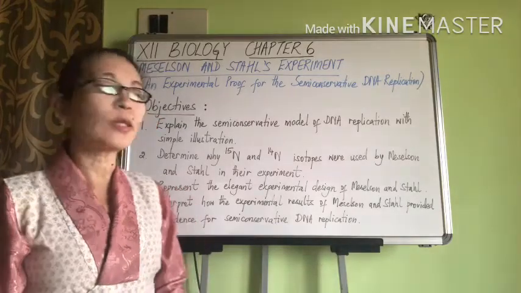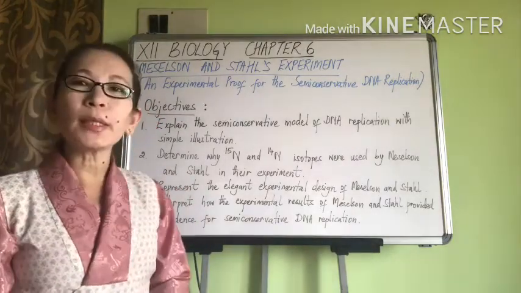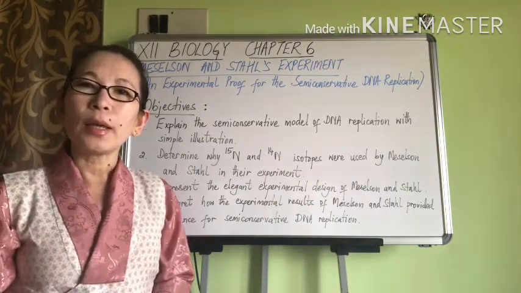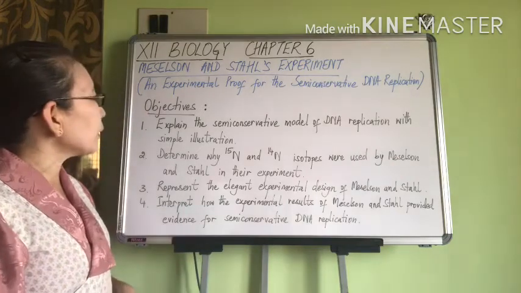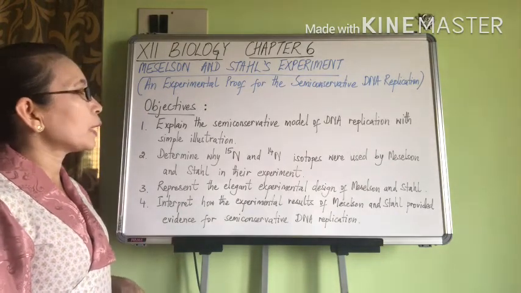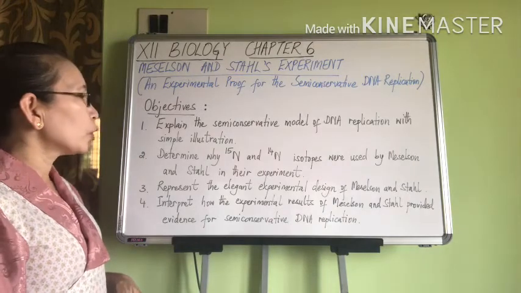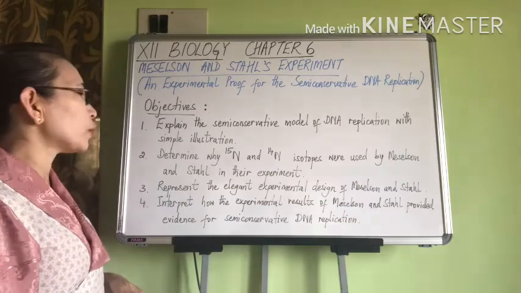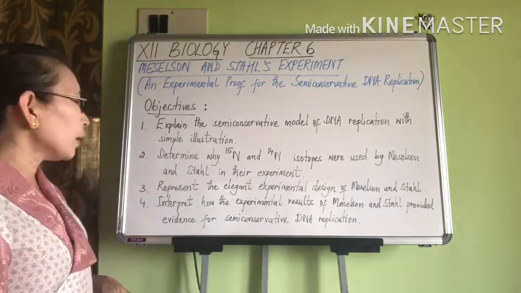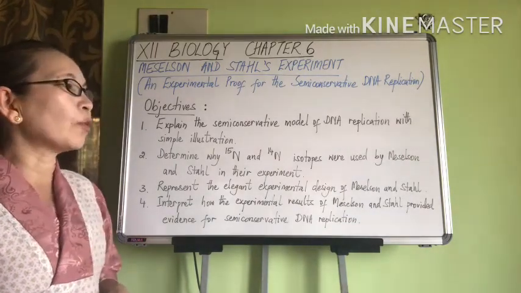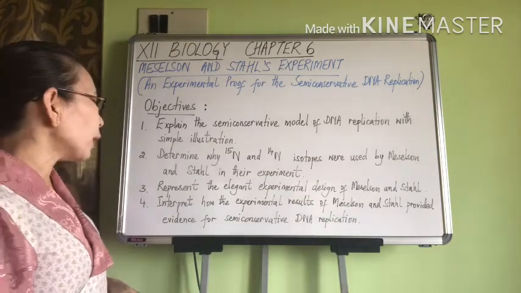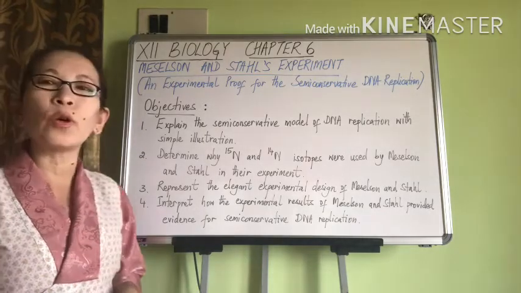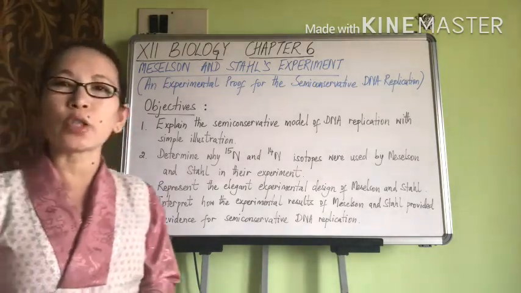Welcome back to this video lesson on Meselson and Stahl's experiment, which is an experimental proof for the semi-conservative DNA replication. And the learning goals are: 1. Explain the semi-conservative model of DNA replication with simple illustration. 2. Determine why N15 and N14 isotopes were used by Meselson and Stahl in their experiment. 3. Represent the elegant experimental design of Meselson and Stahl. And 4. Interpret how the experimental results of Meselson and Stahl provided evidence for semi-conservative DNA replication.